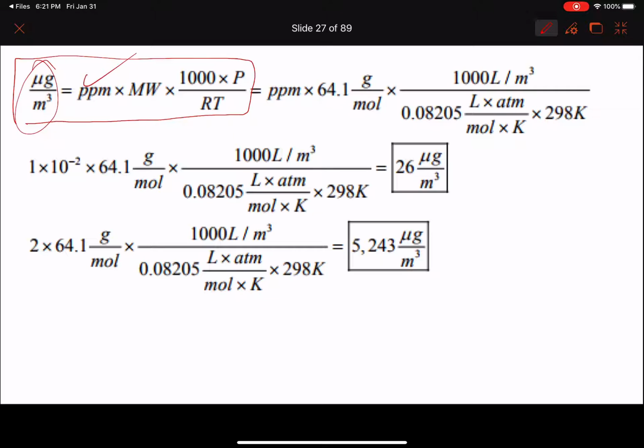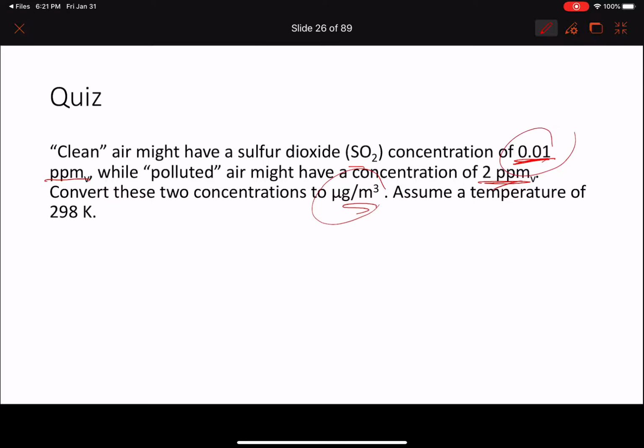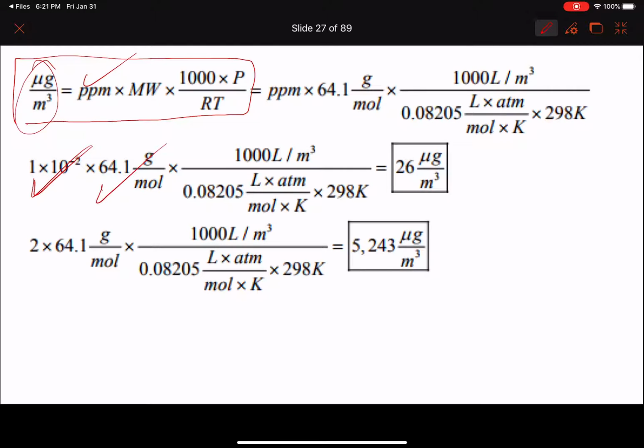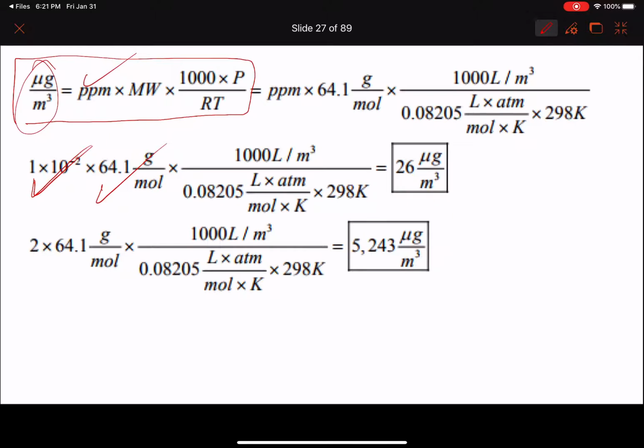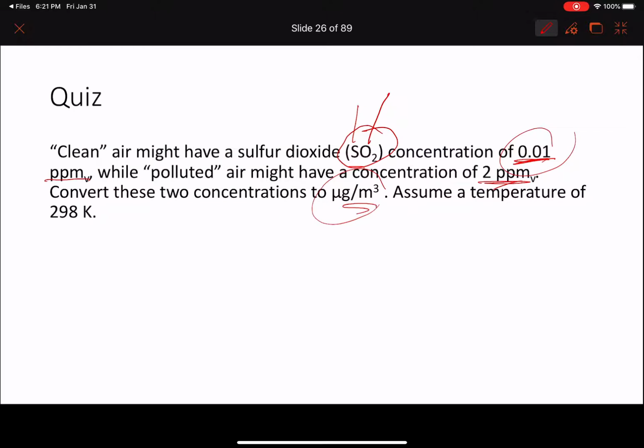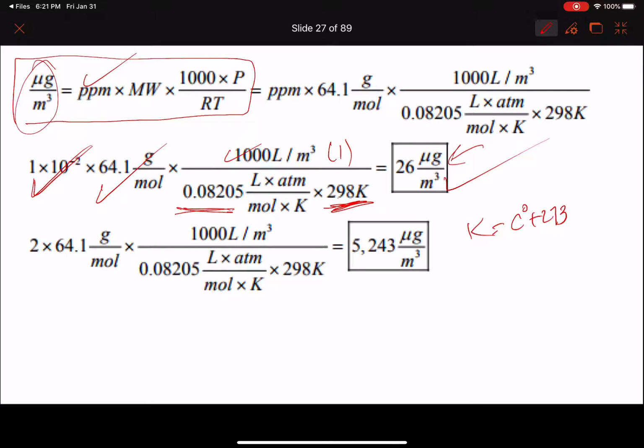So ppm, the first one. The first one was what? It's 0.01. So 0.01 is 10 to the minus 2. Molecular weight of SO2 from the periodic table: S, sulfur, oxygen, and there are 2 oxygens. Okay, 64.1, 1000. And of course, we had to multiply it by 1 atmosphere because pressure is 1, over 0.08205 R and the temperature in Kelvin. Okay, so you add the temperature in Celsius plus 273, and that is in Kelvin. So you could find out that 0.01 ppm is equivalent to 26 microgram per meter cube. Same thing for the other one. The 2 ppm is equivalent to 5,243 microgram per meter cube.